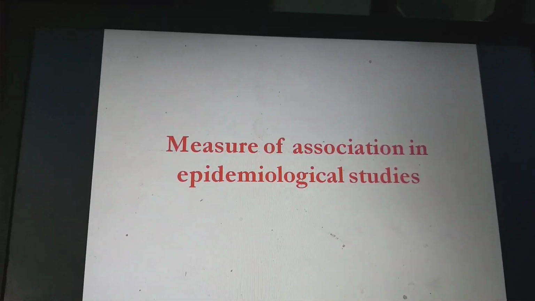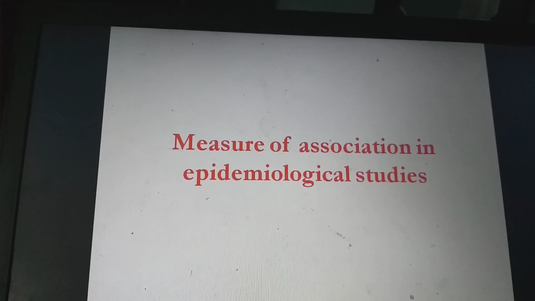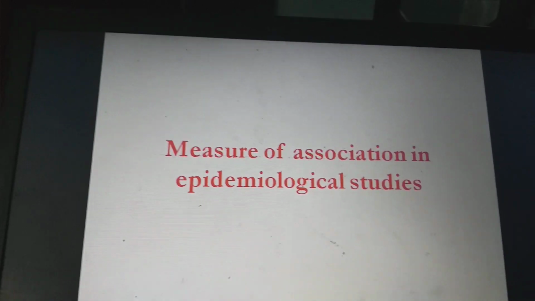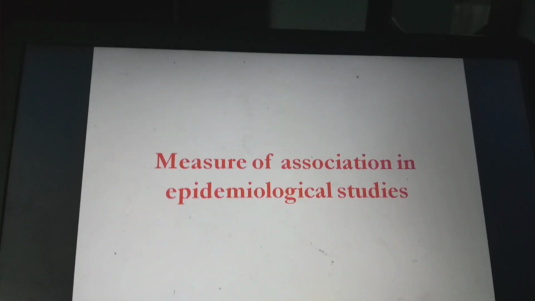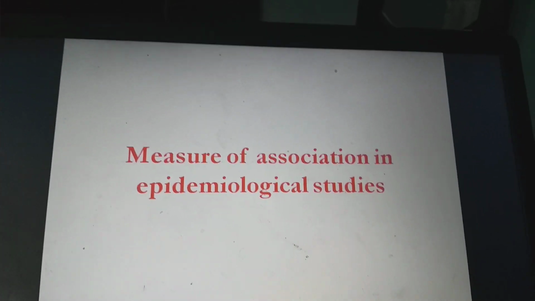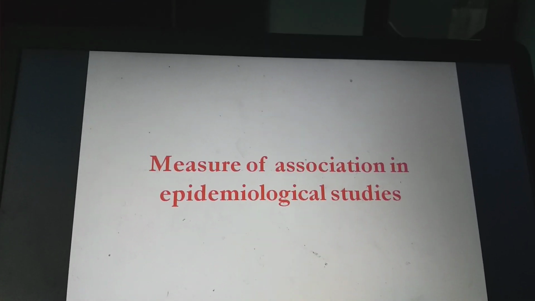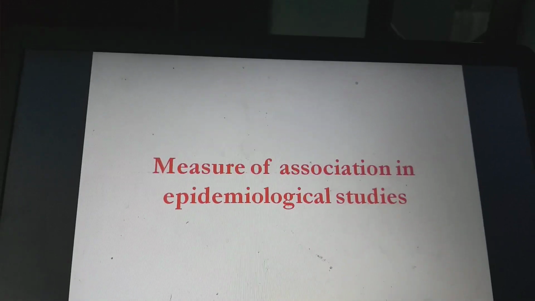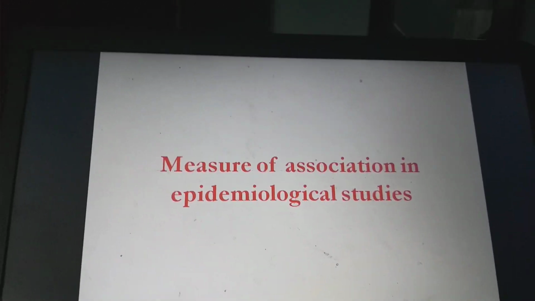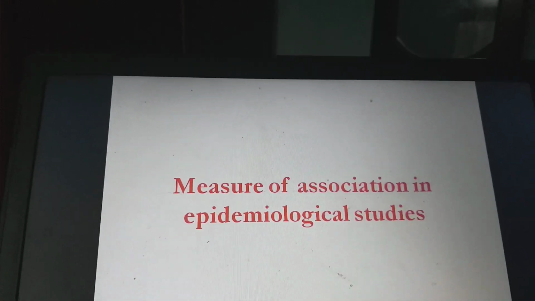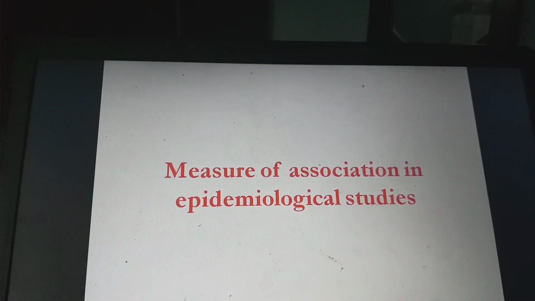Today we are going to see measures of association in epidemiology. You remember last time we saw epidemiological study designs, the types of study design, and at what time we are going to use the different kinds, like case control and experimental study designs. Today we are going to see the measures of association in epidemiological studies.